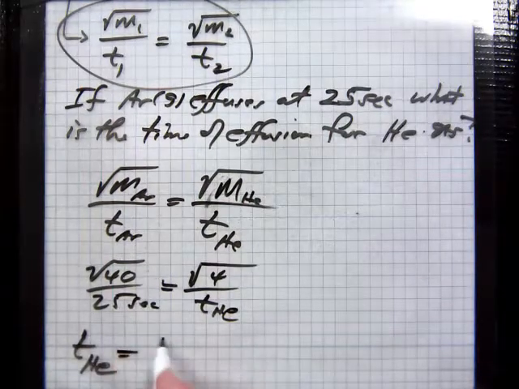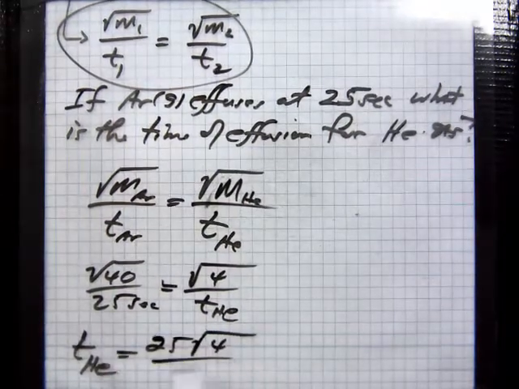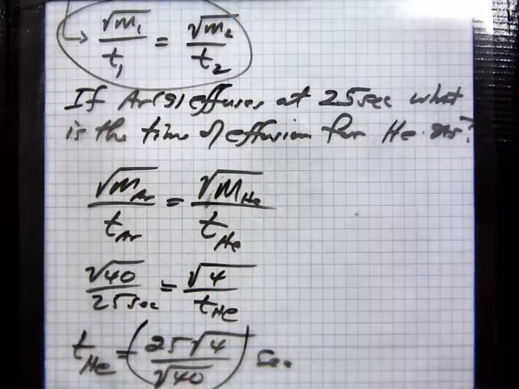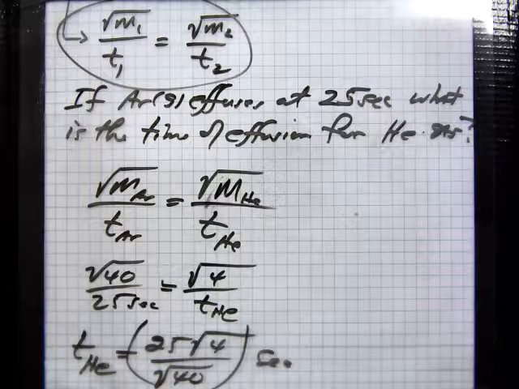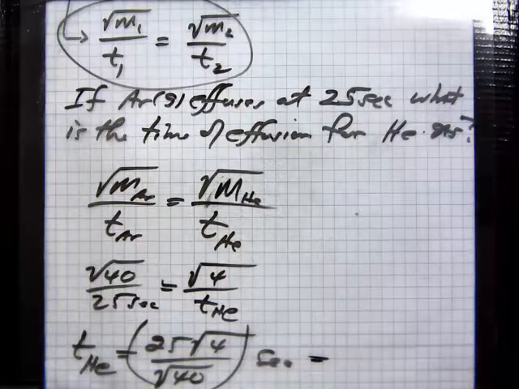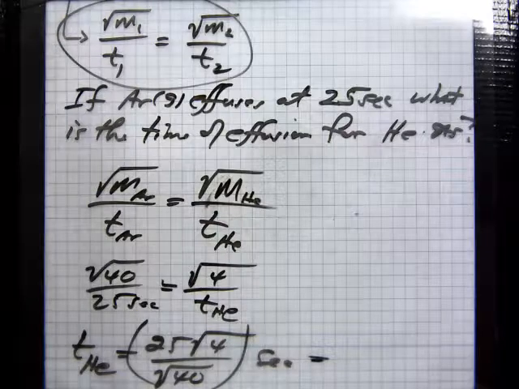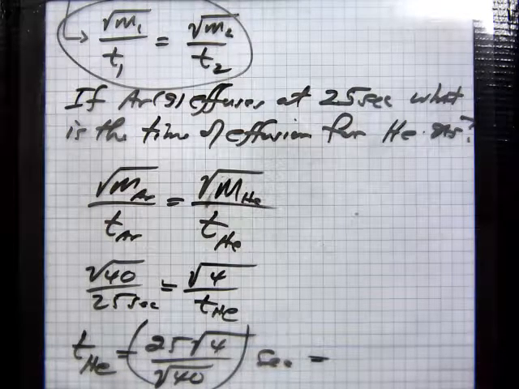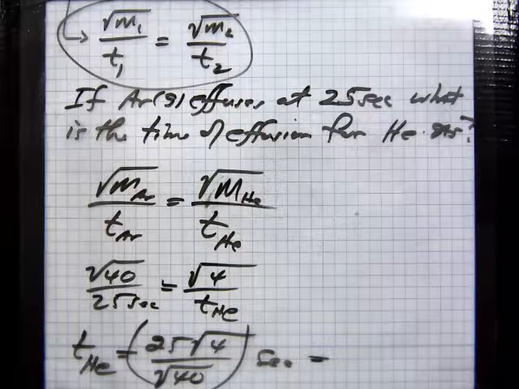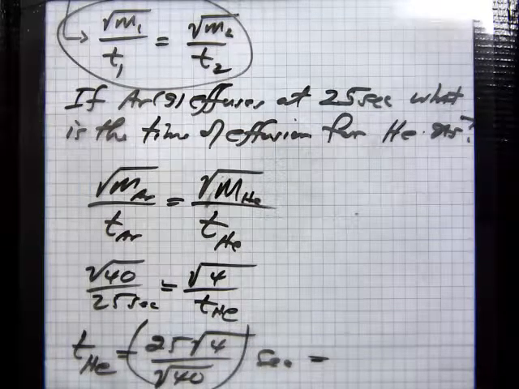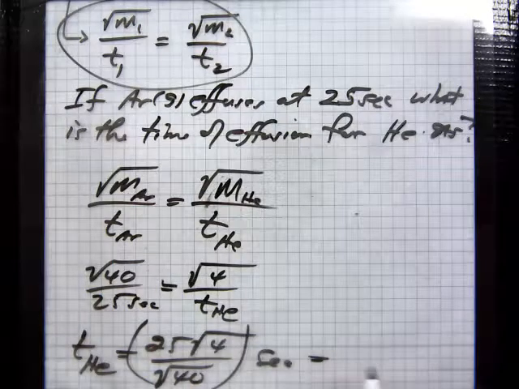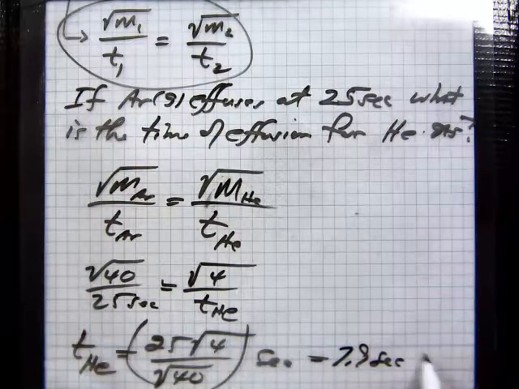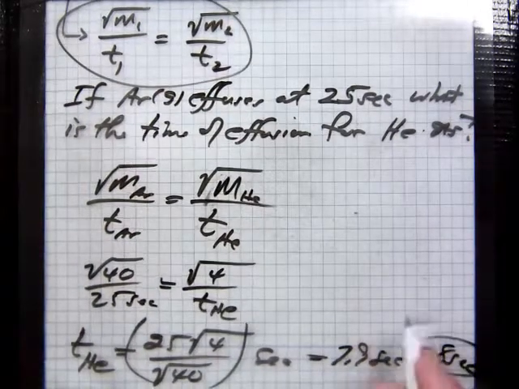Okay, so that'd be 25 square root of 4 over square root of 40, and it all comes out in seconds. That's exactly what you've got to do on exam day. You'll have one of those. I get about 7.9 seconds, and say 8 seconds, something like that.